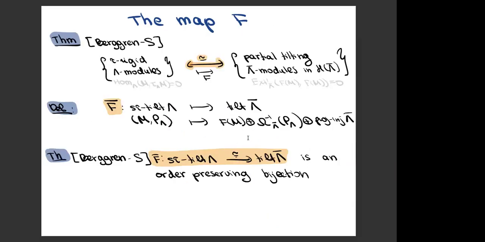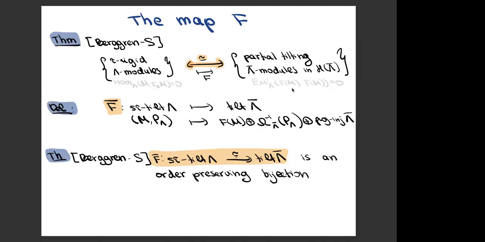The first result is that if I start with tau rigid lambda modules, so this f, I want to say that this f behaves well with respect to tau rigidity on one side and tilting properties on the other side. If I start with a tau rigid lambda module, I mean a module m such that there's no Hom from m to tau m, and I apply this functor f to it, then what I get are partial tilting lambda bar modules in this subset H, the hereditary part. And I mean here that Ext^1 between f of m and f of m is 0.